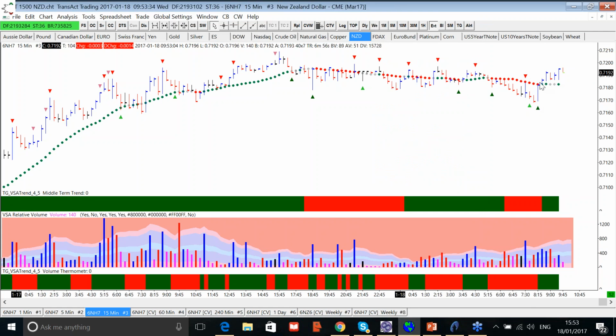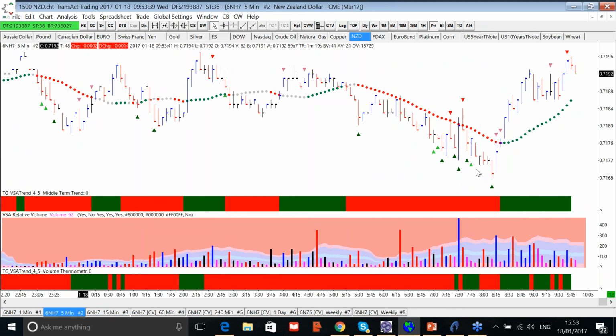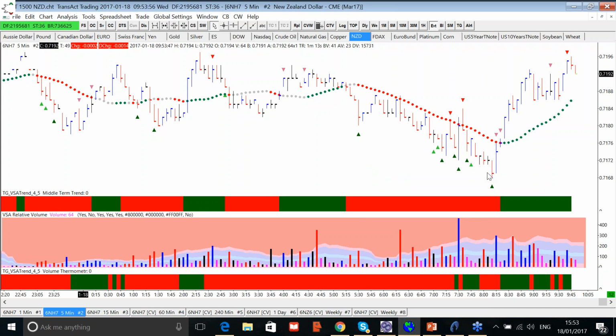If you want to participate in that move, you then jump down a time frame, and you can see very clearly down here where the market tests, and then here green diamonds, green medium-term trend, green volume thermometer. That's what you're looking for to take a higher probability, lower risk trade. There's always risk involved in trading. We're trying to find probabilities and put those probabilities in our favor.